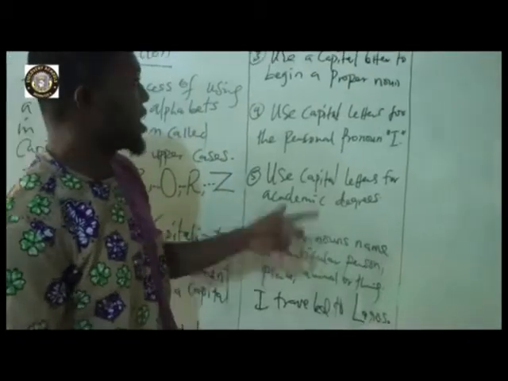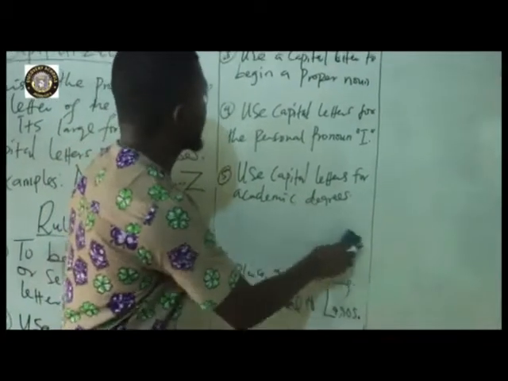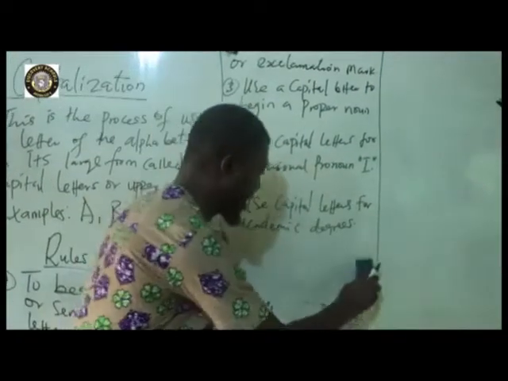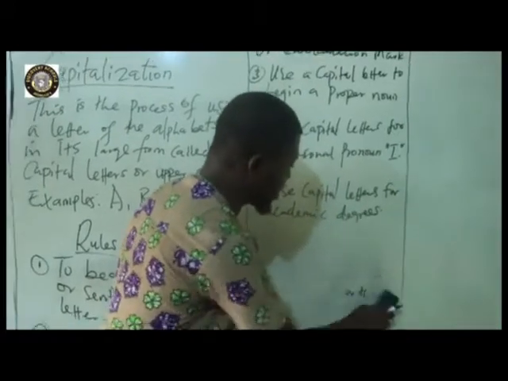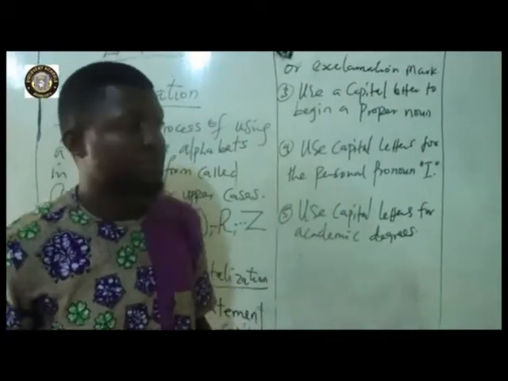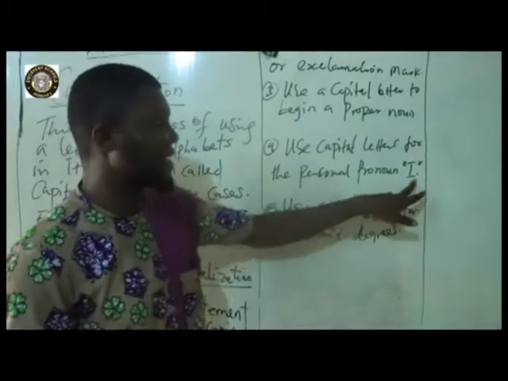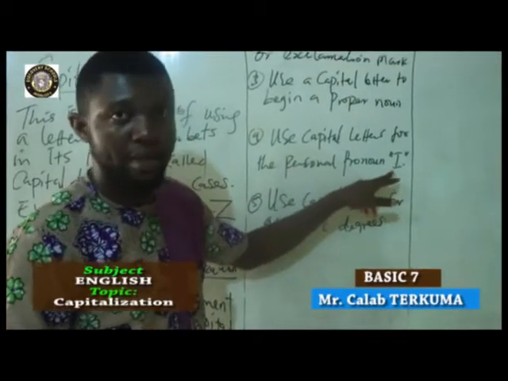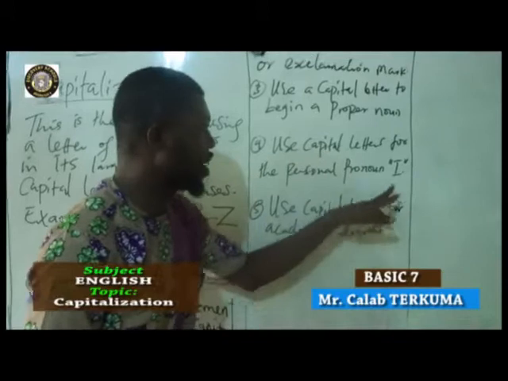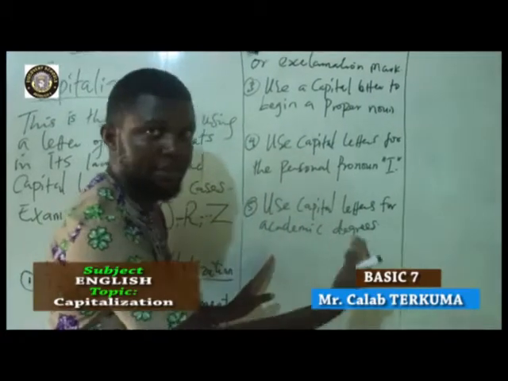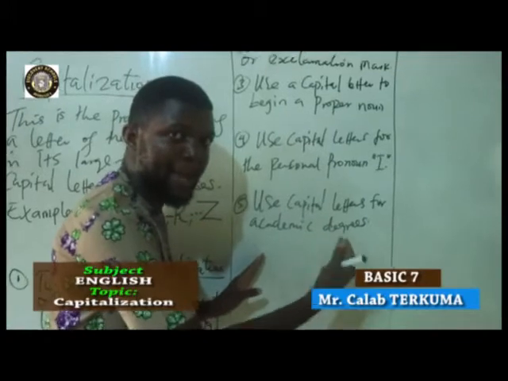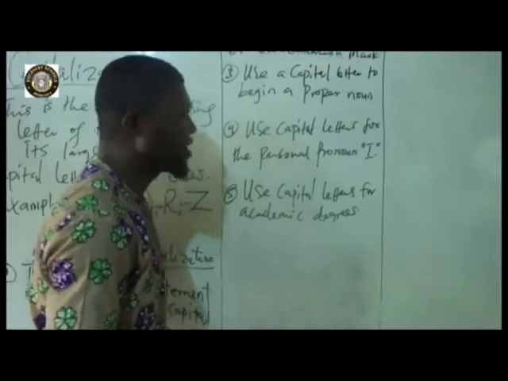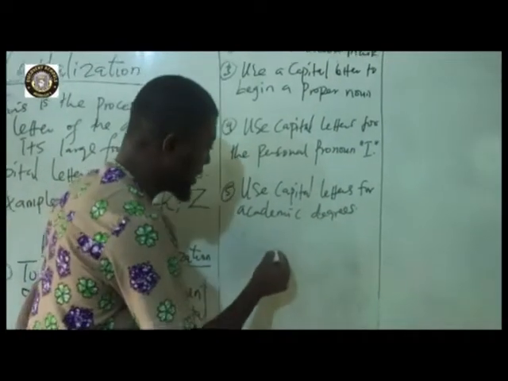Good. Rule number 4. Rule number 4 states that we use capital letters for the personal pronoun I. Now, if you remember very well when you were taught pronouns, you'll remember that the personal pronoun I is actually the first person singular, right? It's the first person word singular. Now, we have it in the subjective position. What's the objective side of it? We call it me, right?